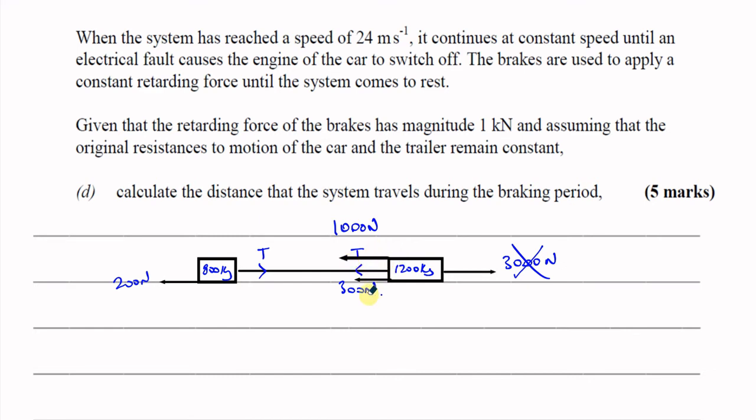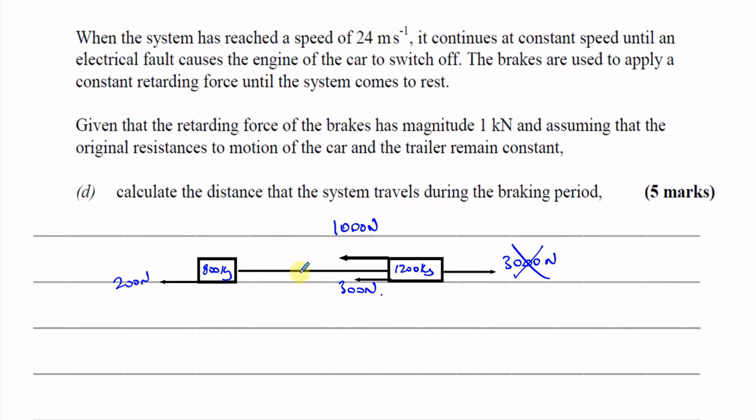And also, what's going to change is this. You're no longer going to have a tension in the string. This is called a tow bar, right? Once the brakes are applied, the brakes are only acting on the car, not on the trailer. So what would happen if there was no tow bar here? For example, if it was a string, then it wouldn't be being pulled anymore, and this trailer would go straight into the back of the car. But we have a rigid tow bar.